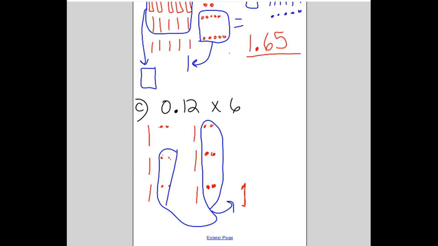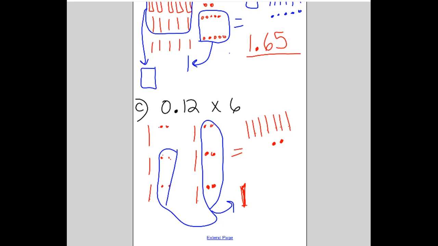So this is a stick now. And then I have my 2 littles left over. So how many sticks do I have total? I have 1, 2, 3, 4, 5, 6, 7. So my answer is just going to be 7 sticks and then 2 littles.